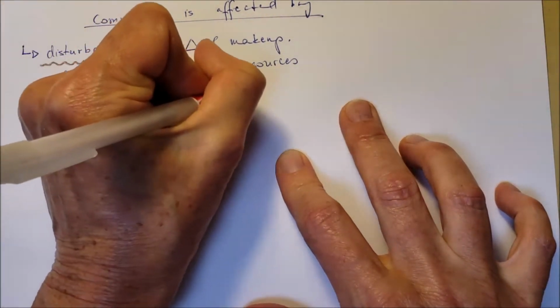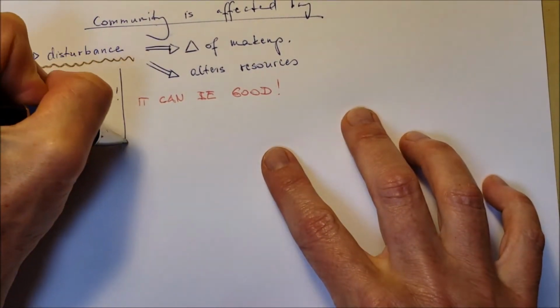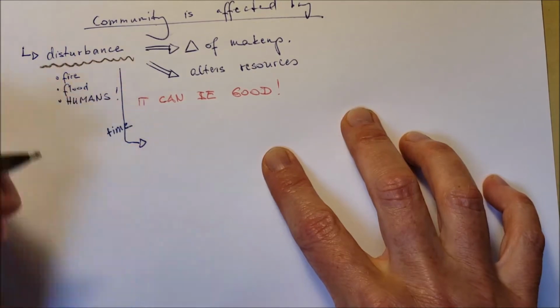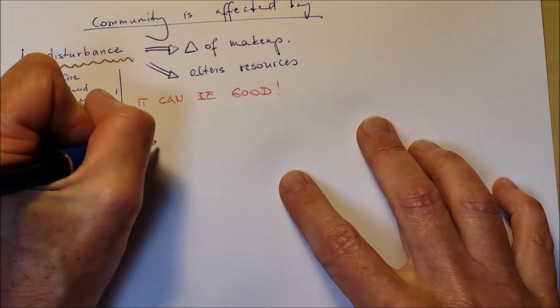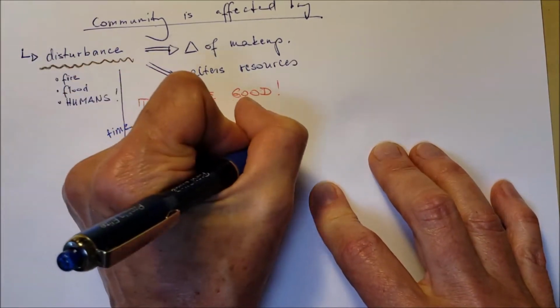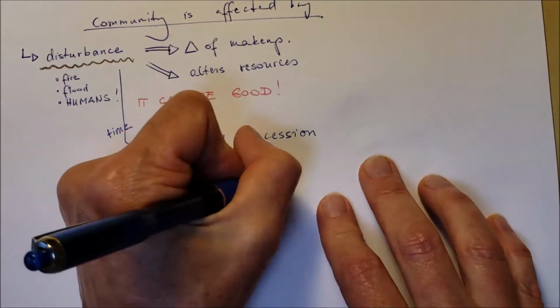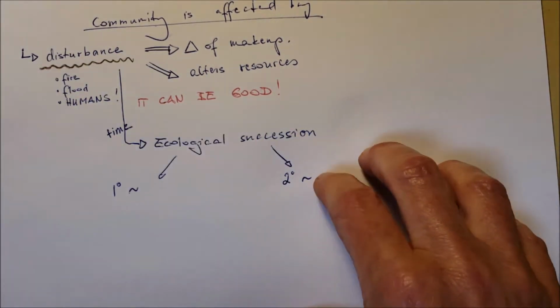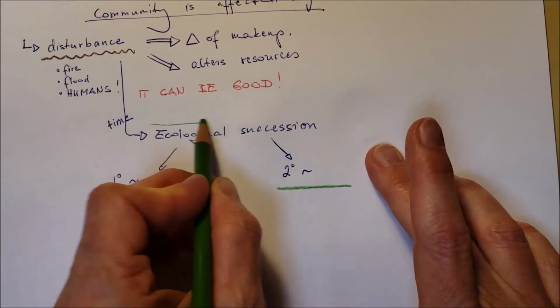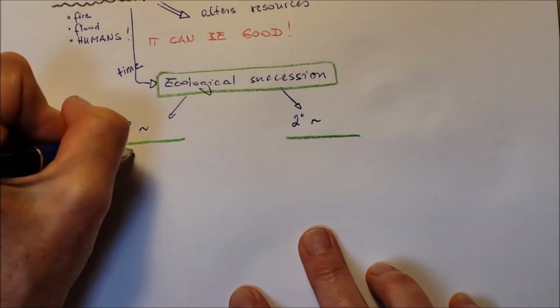If disturbance happens, ecological succession will take place, usually after severe disturbance. The ecological succession is how plants will again come back into that community. We distinguish between primary ecological succession and secondary ecological succession.